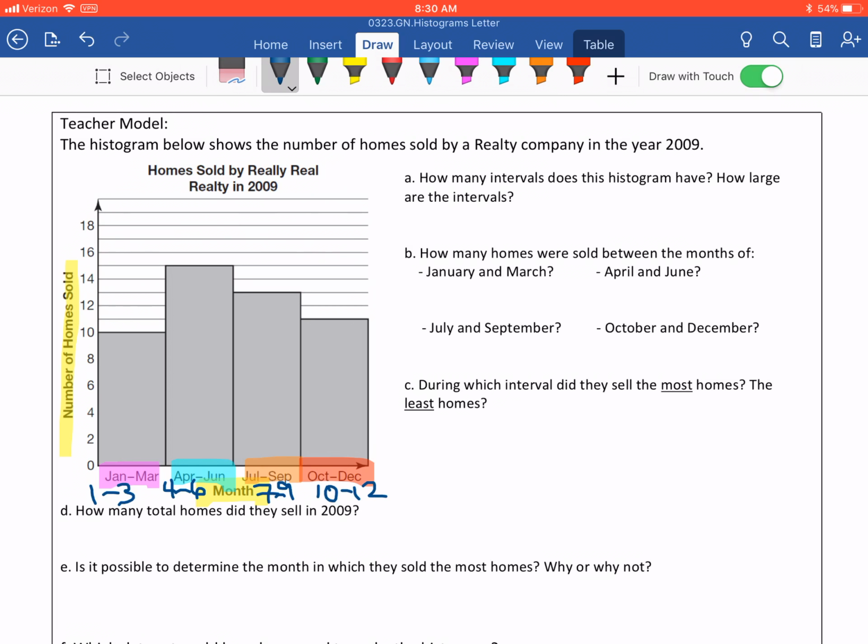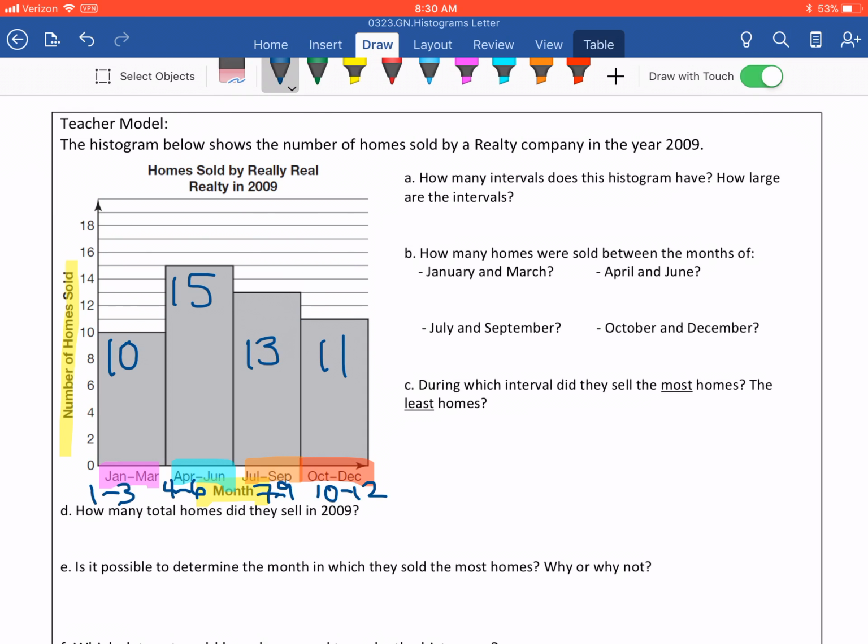So before I do any kind of answering questions, I'm going to immediately start by looking at where my graphs cut off and make sure I label them. So the first bar goes up to 10, so this one goes to 10. April through June goes up to 15. July through September, it may be kind of hard to see, so you may want to draw a line. This one goes to 13. And for the last one, if you draw a straight line across, you can see this one goes to 11. I'm just labeling them now because I'll probably be using that information in the problem.